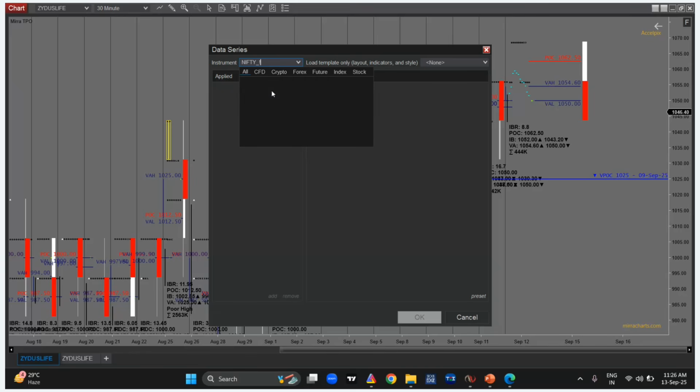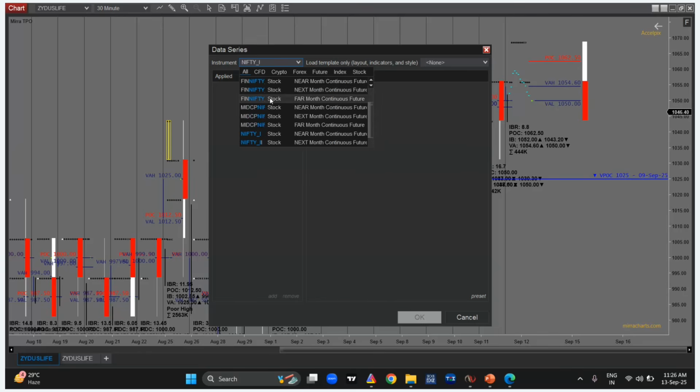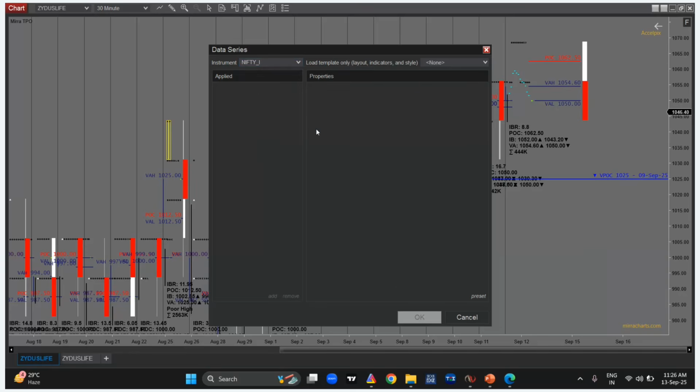Why is the symbol Nifty one, right? Yeah, it is. Yes, sir. Okay.